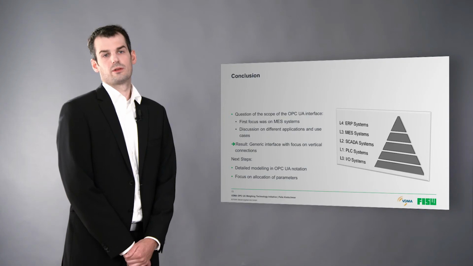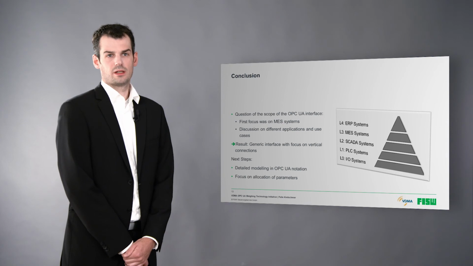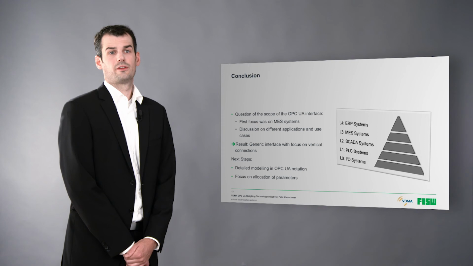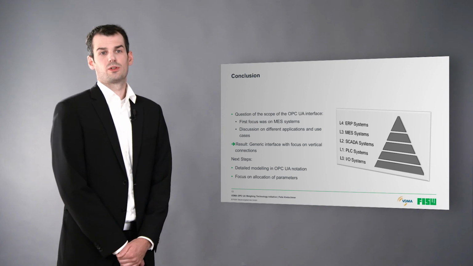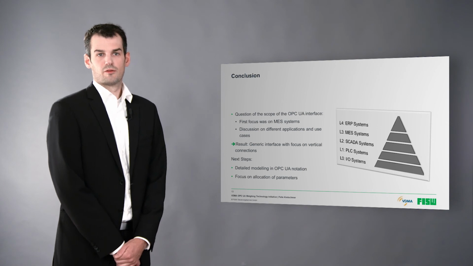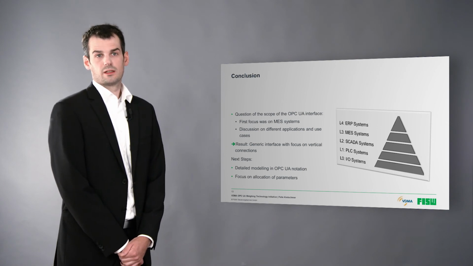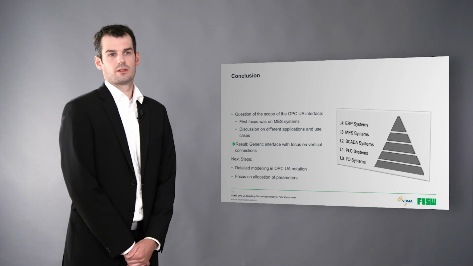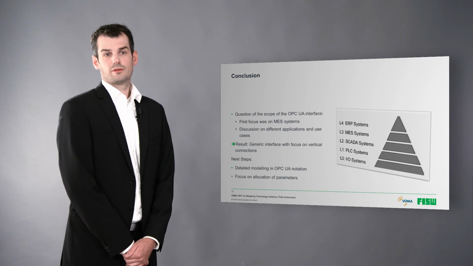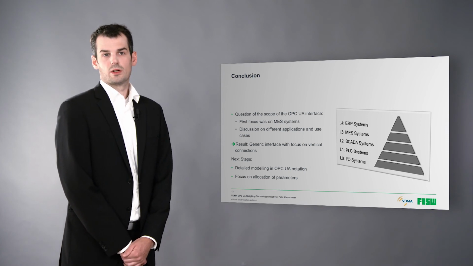The result was to have a generic interface which focuses on vertical connections. So if you see the automation pyramid on the right side, you see that we start at the I/O or the PLC system level, and from there we want to go up to SCADA, MES or ERP systems, giving information up there or getting information from up there into the weighing system. Therefore, we are at the next steps, because I already presented you the draft and the actual working state we are in right now.